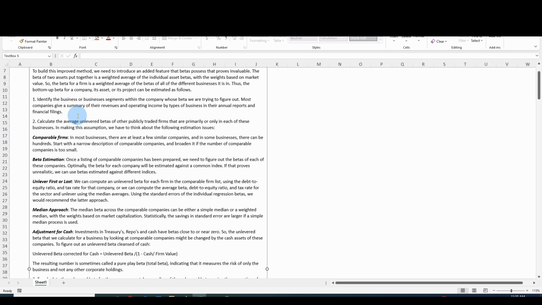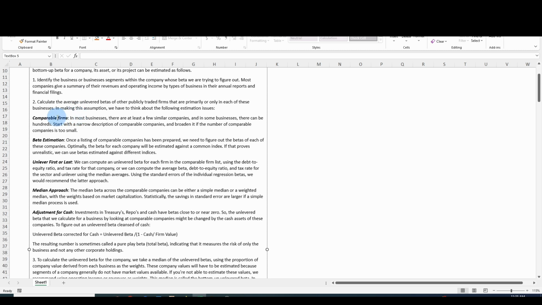Most companies give a summary of their revenues and operating income by types of business in their annual reports and financial filings. Calculate the average unlevered betas of other publicly traded firms that are primarily or only in each of these businesses. In making these assumptions, we have to think about the following estimation issues.